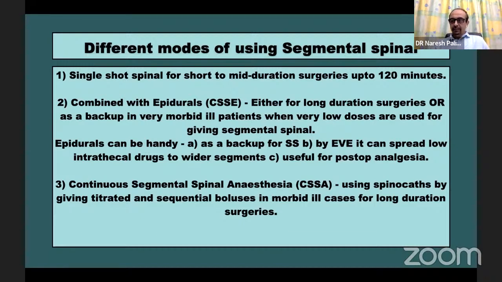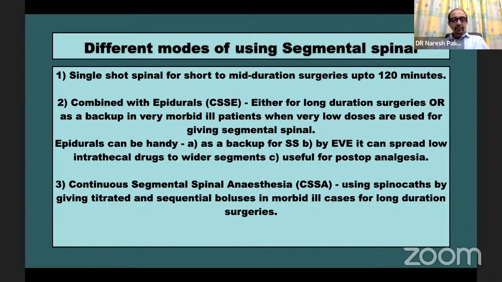In that case, the epidural can be handy not only as a backup, but by the epidural volume extension technique, you can spread the low doses of intrathecal drugs to wider segments. And the epidurals can also be useful for post-op analgesia.